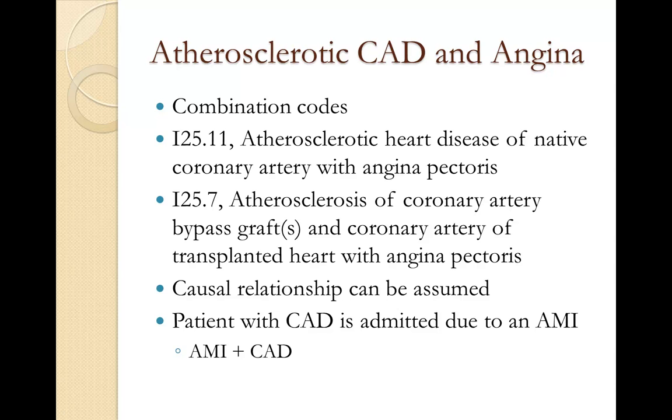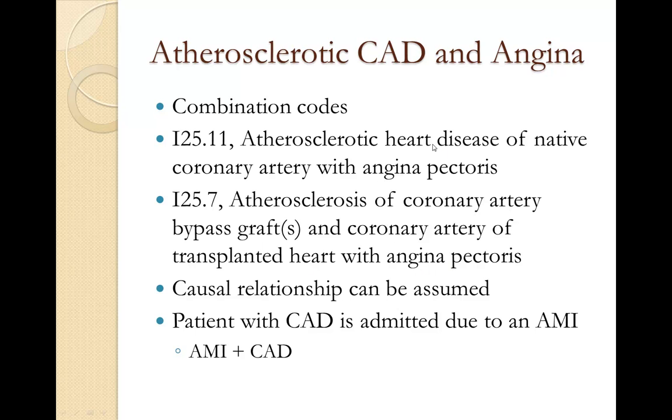All right, this is a change, another one that I think is an improvement in ICD-10, and I think I briefly talked about this in another example. Atherosclerotic coronary artery disease or arteriosclerosis, you'll read it either way, and angina, we now have combination codes. So here you can see I25.11, atherosclerotic heart disease of native coronary artery with angina pectoris. Here's I25.7, atherosclerosis of a bypass graft, transplanted heart with angina pectoris.